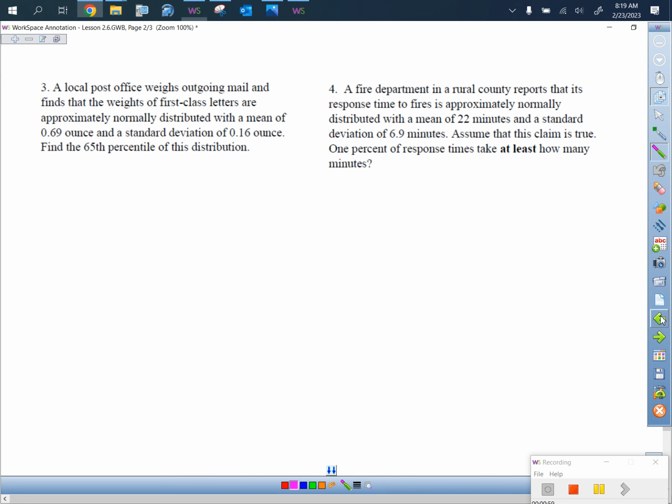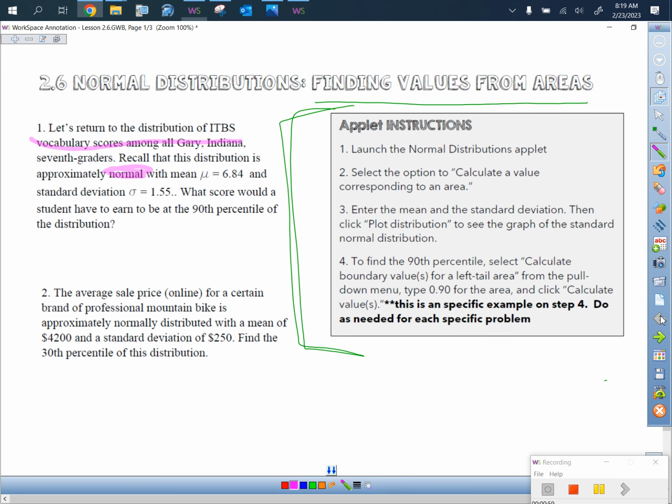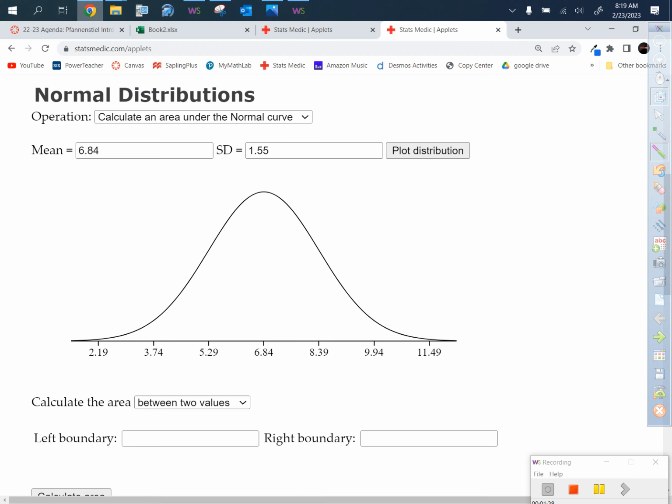They're asking us to see what score, so just kind of helping you out when you are reading your homework questions or when you're taking the quiz and it's all mixed together. When they say, what score would a student have to earn to be at a 90th percentile? Well, remember, the average score on this test was 6.84 with the standard deviation of this. Let's check out these instructions of how we figure it out. It says, if we go to the normal distributions applet and we type our stuff in, there's some drop-down menus that say, instead of calculate the area under the normal curve, it says calculate a value corresponding to an area. That's what we want today.